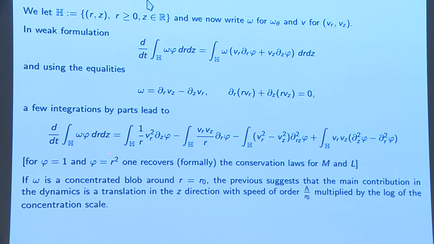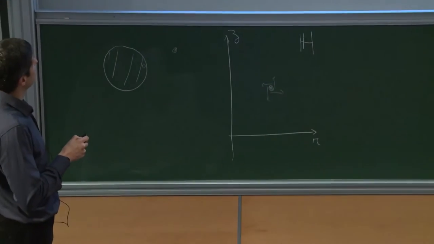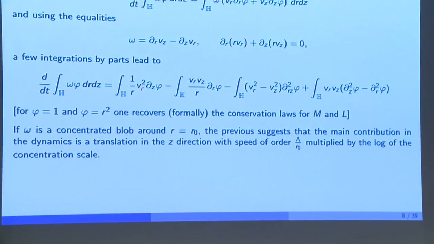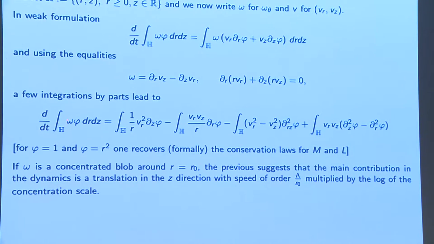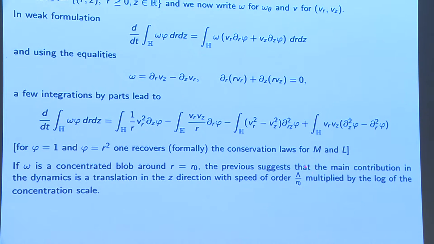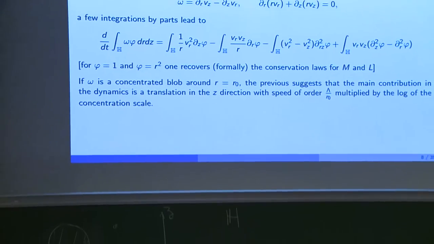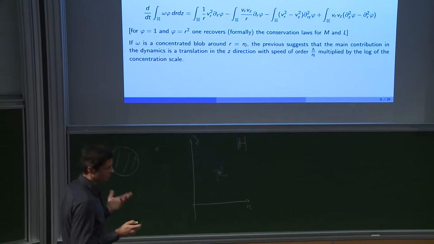Okay, so this will give me the time derivative of the position. If omega is essentially a Dirac and this is an affine function, this is the main term. It will go in the z direction with a speed which is proportional to 1 over the distance to the center, so the radius of the annulus here, multiplied by the logarithm of the width of the vortex. So if you take into account the mass of the patch, which is at power 1 here and at power 2 here, you get that the main order in the speed is this lambda over r_0, so the intensity divided by the radius of the annulus, multiplied by the log of the thickness of the patch, which we assume to be epsilon, at least at initial time.